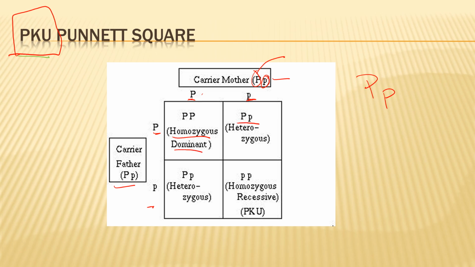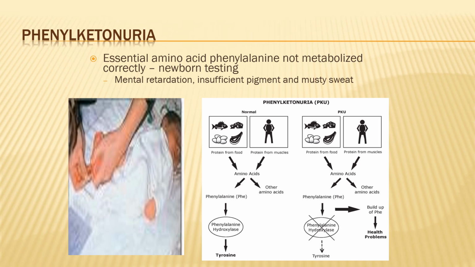If they get one dominant and one recessive allele, then they are heterozygotes. They don't have the disorder, but they're a carrier. And if they get two recessive alleles, then they're homozygous recessive and they have PKU. And that's pretty much the pattern for all autosomal recessive disorders, that you have to have two recessive genes in order to have the disease.